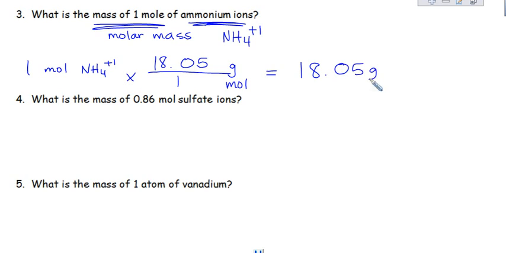18.05 grams per mole. Done. Oh, not so bad. We can do this with sulfate. I have 0.86 moles of sulfate, SO4 minus 2. You can totally look these up. You do not need to memorize all these polyatomics and their charges.